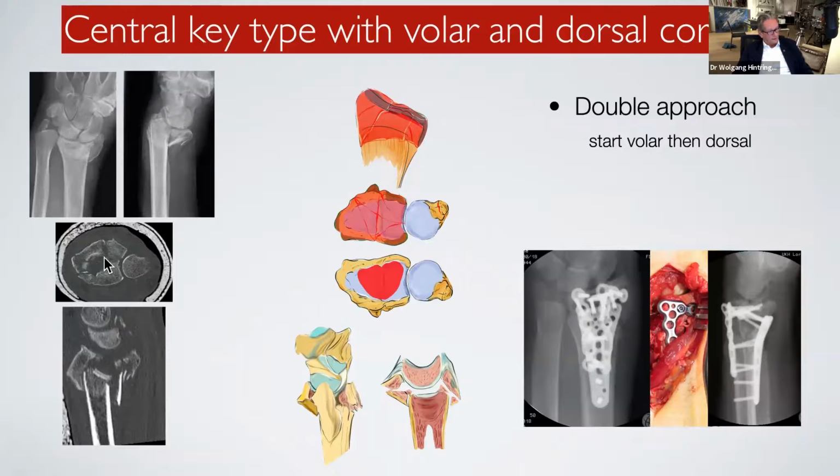A central key type is a Vola and dorsal corner. That means, yeah, that's not only a central key type, it's also a really comminuted zone on the dorsal and Vola side. If you have identifiable fragments where you think you can fix them, where you can put in some screws, then you can go in at first from the Vola side and then accessory from the dorsal side, and make a sandwich with dorsal and Vola plates.